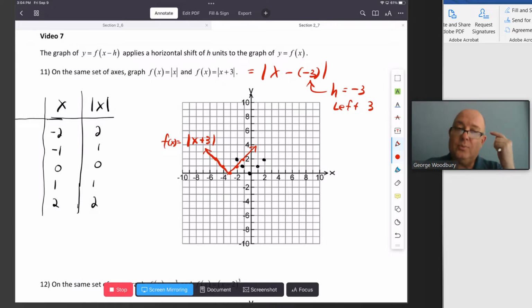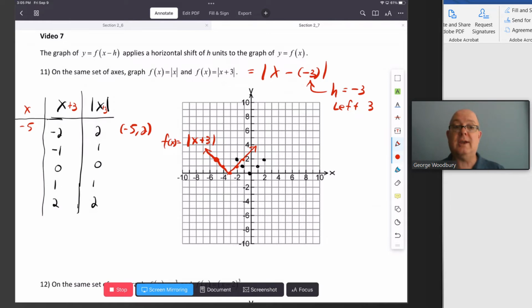But if you want to think about the points that go with this, what we're really looking for is what values of x plus 3 are equal to negative 2, negative 1, 0, 1, and 2. And then that would make the absolute value of x plus 3 equal to those numbers. Well, if x plus 3 equals negative 2, then x would have to be negative 5. Subtract 3 from negative 2. Subtract 3, that's why it's moving to the left. When x is negative 5, we get an output of 2. And again, that was the point right here, negative 5, 2.